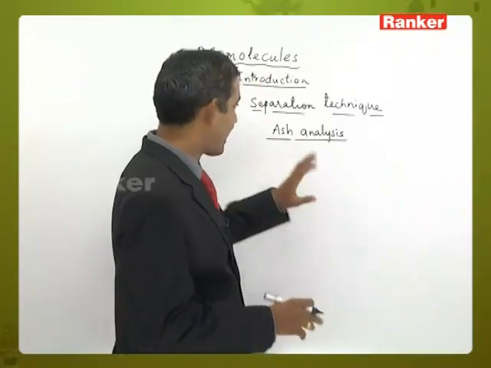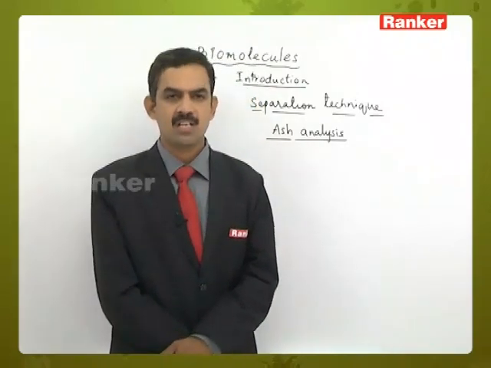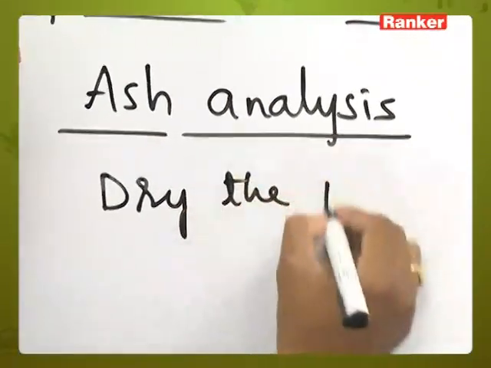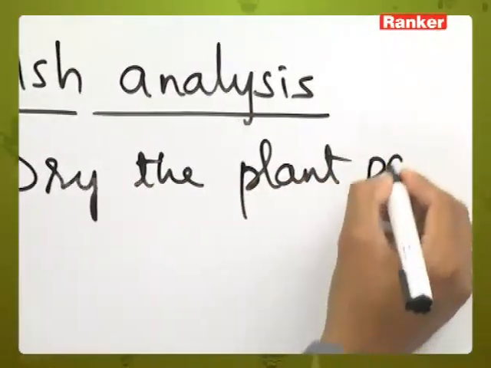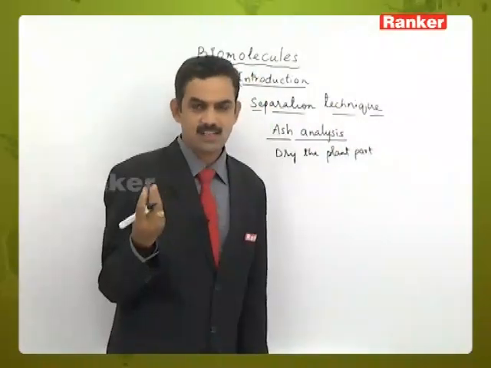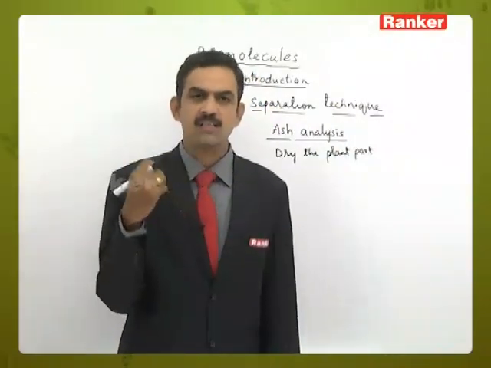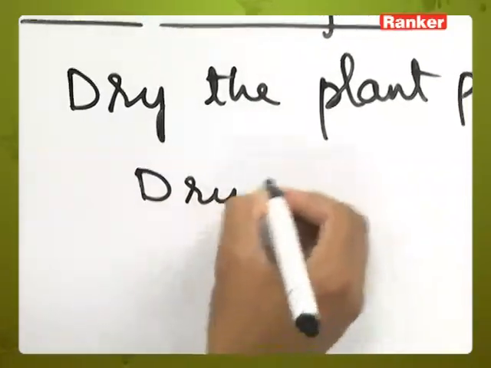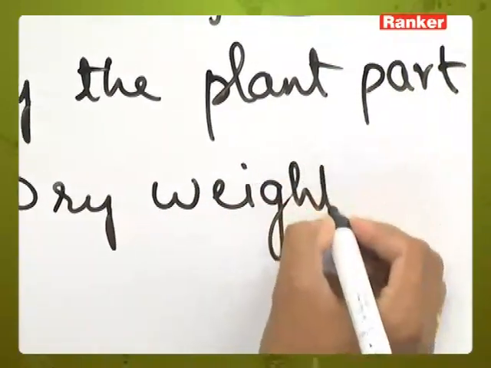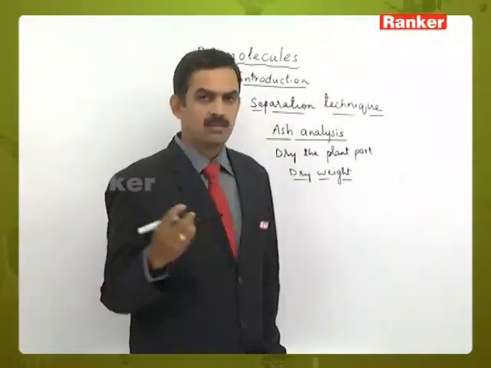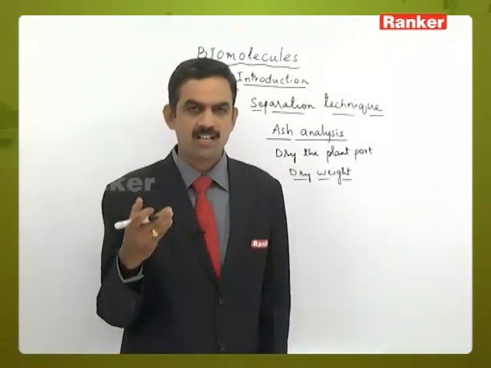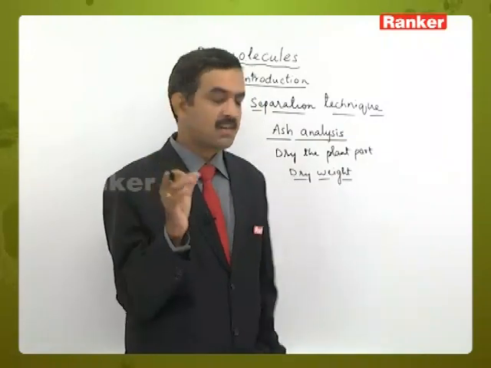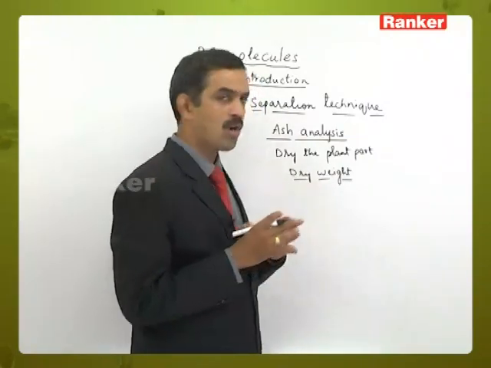Then how do we go for ash analysis? If we take any part of a plant body, we have to dry it. When we dry the plant part, whatever liquid content is present in the plant cells dries off. So then we get a dry part. That is what we call the dry weight of a plant. After evaporation of all the water or the liquid content present in the plant cells, whatever dry material is left, giving the weight, that is called the dry weight.